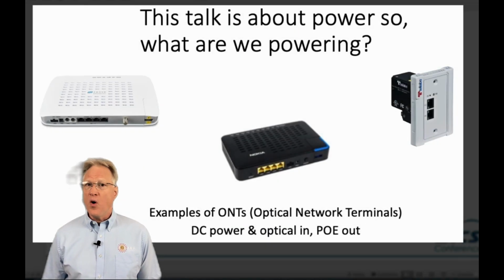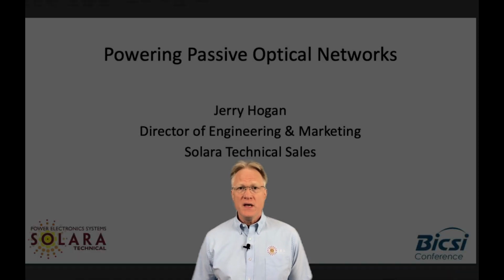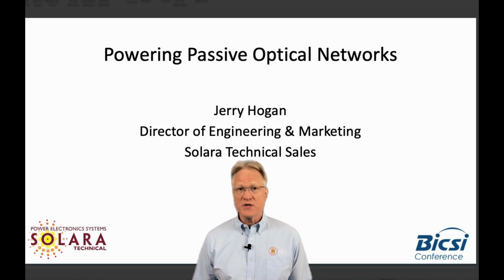Here are a few ONTs. They receive DC power and optical in, and output power over Ethernet, or PoE. The DC input range is typically -58 volts down to -46 volts, and they draw anywhere from 30 to 70 watts or so. In subsequent videos, I'll present the two main ways of powering a passive optical network, and the details for each method.